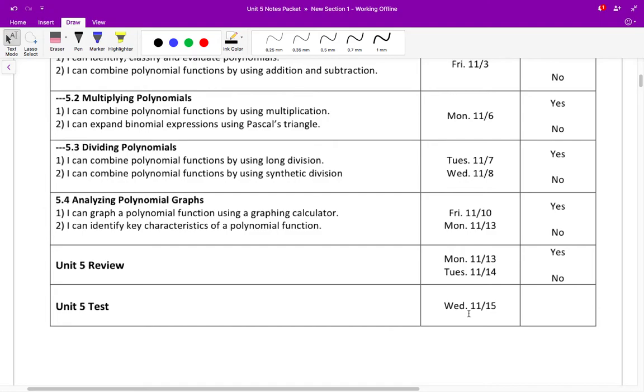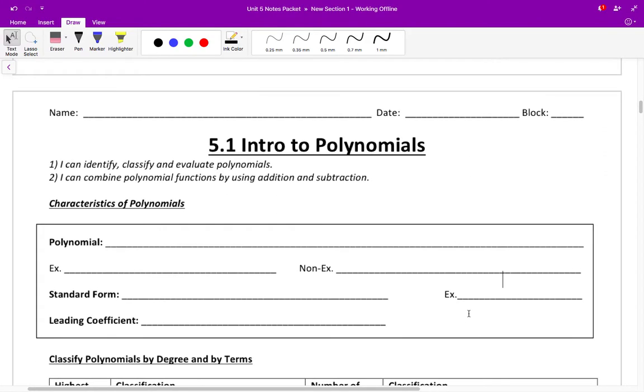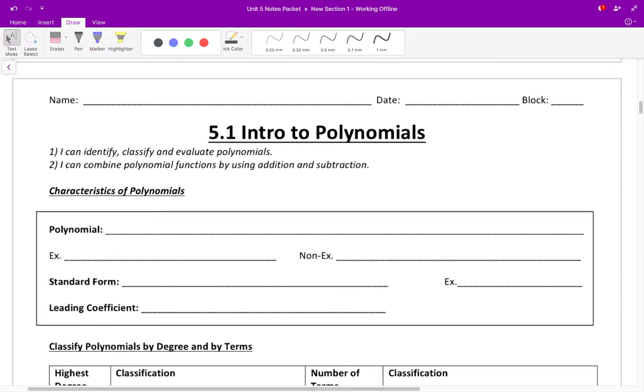Very, very short. Okay. So let's talk about polynomials and what a polynomial is. Here is basically what a polynomial is. It's an expression with multiple terms of various degrees.